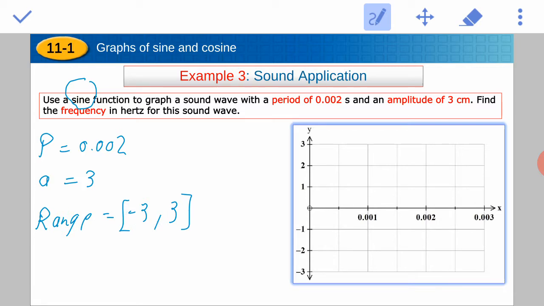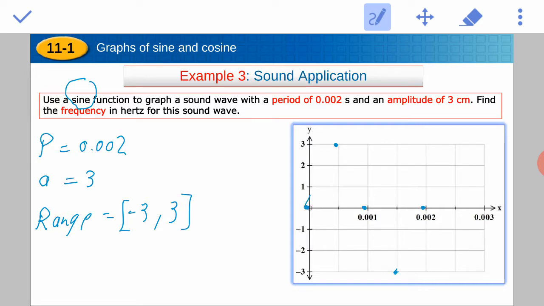Now guys, we can start our graph. Since we know the period is 0.002, I expect to see a point at 0, 0. We know the sine function always starts at 0, 0, and the end of that period is 0.002, the length of that cycle. And at the point in the middle, I expect to see an x-intercept. Between the first 2 points, there is a peak at the maximum 3. And between the last 2 points, there is a bottom peak at -3.